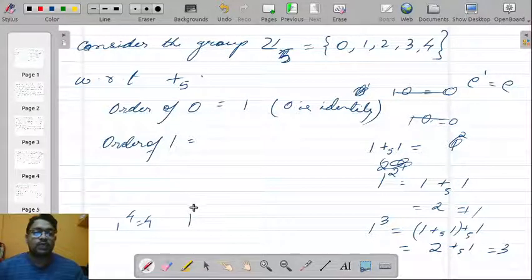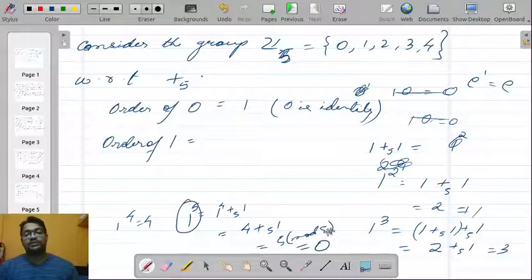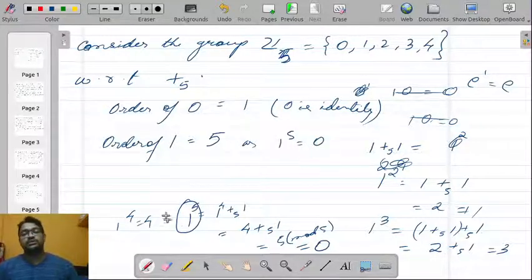And 1 to the power 5: 1 to the power 5 is 1 to the power 4, which is already 4, plus 1 modulo 5. So 4 plus 1 modulo 5 is actually 5 mod 5. 5 mod 5 means actually 0. If we divide 5 by 5, the remainder is 0. So we get 1 to the power 5 is equal to 0. So here the order of 1 is actually 5, as 1 to the power 5 gives you 0, right?